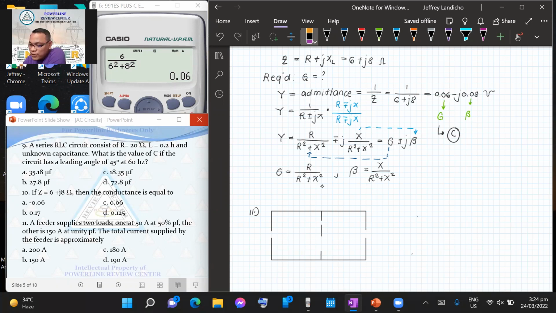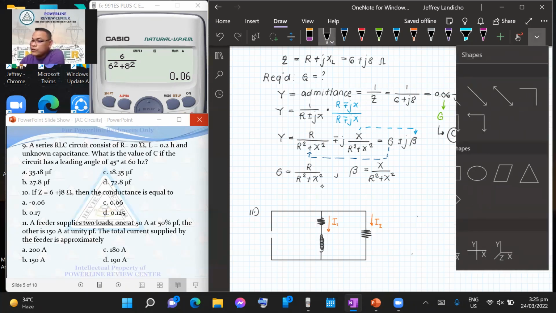Kaya yung ating first load, since power factor is 50%, which is assumed to be lagging, pwede natin i-consider that is what? RL circuit. Now, yung second load connected in parallel, dahil unity power factor, purely resistive lang. So, ayan yung ating dalawang loads. So, kung kukunin natin yung current dito, the magnitude of current here, that is I1, and the magnitude of current here, that is what? I sub 2, which is connected across an AC source.